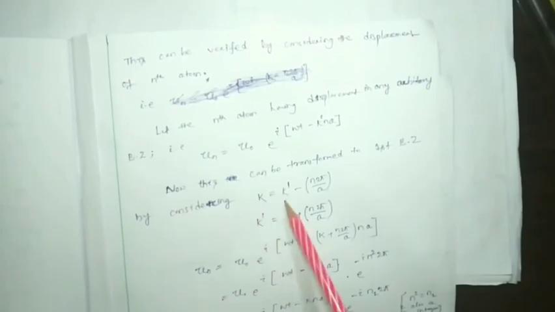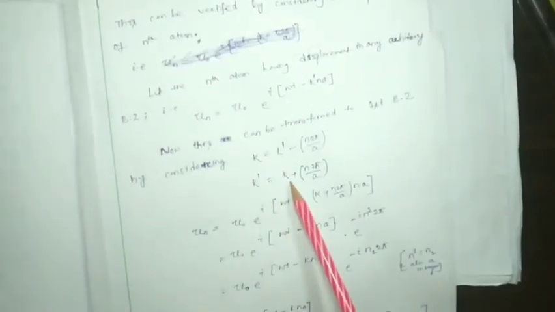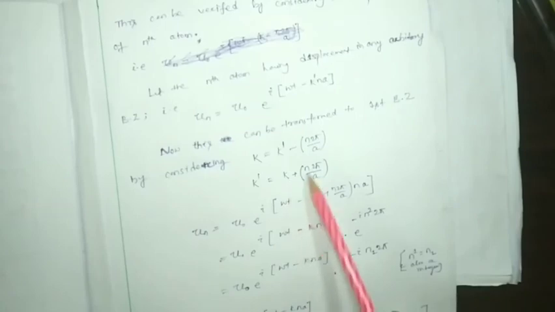Now this can be transformed to the first Brillouin zone by considering k equal to k dash minus n 2 pi by a, whatever I discussed. Okay, so that implies k dash will be equal to k plus n 2 pi by a. So here I am going to substitute this one here. Okay, so it will be un equal to u0 e to the i omega t minus k plus n 2 pi by a into na.